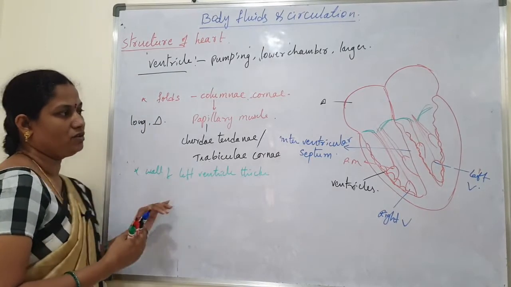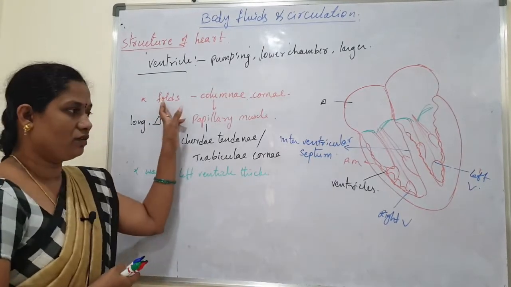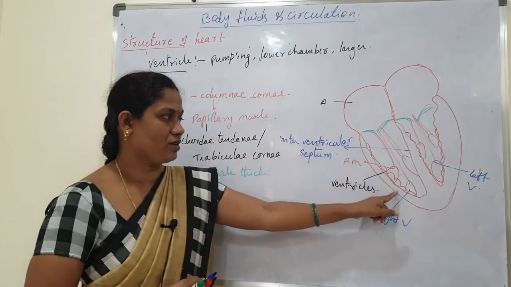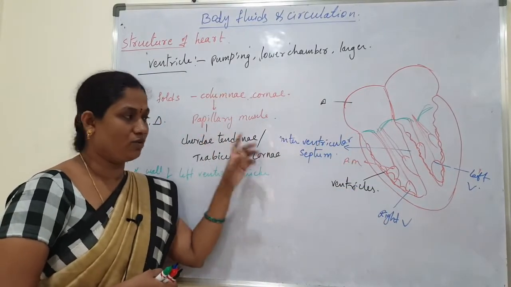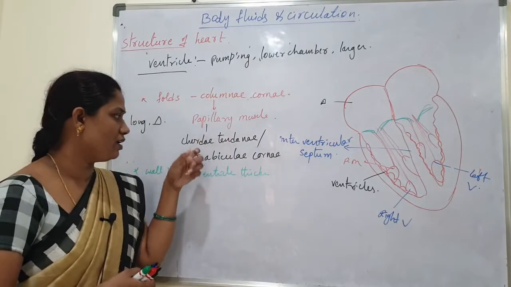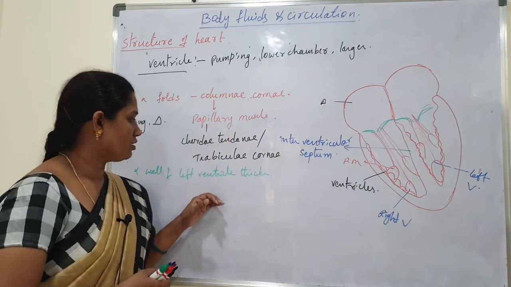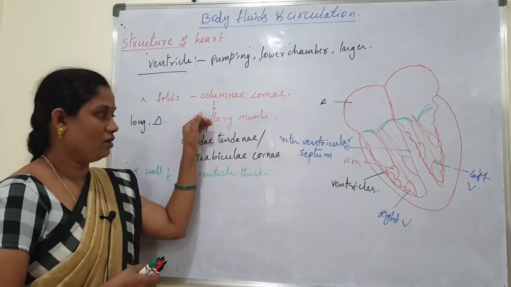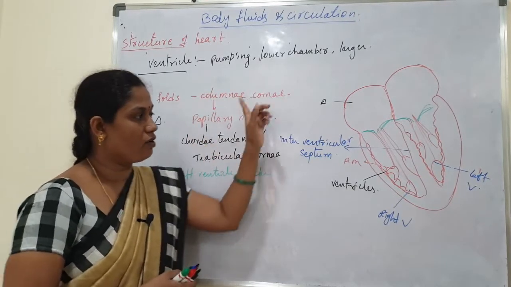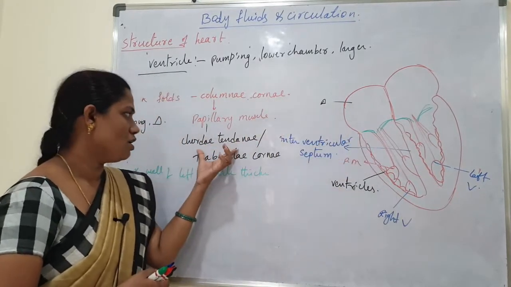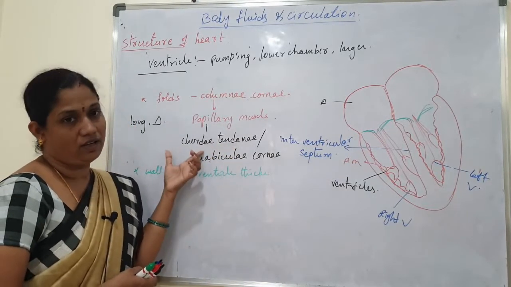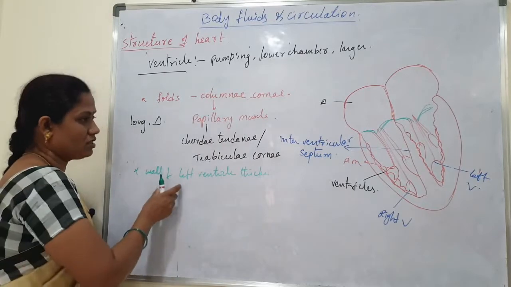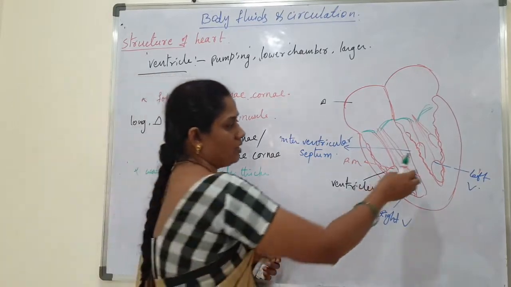Okay, so this is about the internal structure. Internally, fold-like structures are present. These are called columnae carneae, of which some are larger and conical, the papillary muscles. They are connected to long string-like structures called chordae tendineae, or trabeculae carneae, which are connected to the AV valves. The left ventricle is larger.